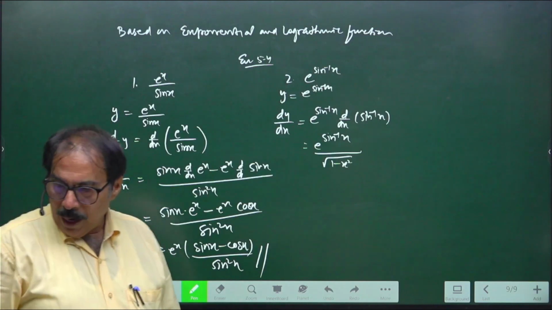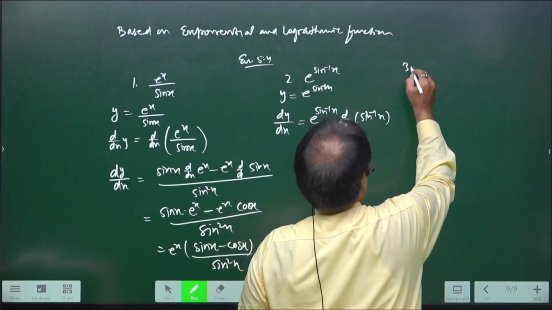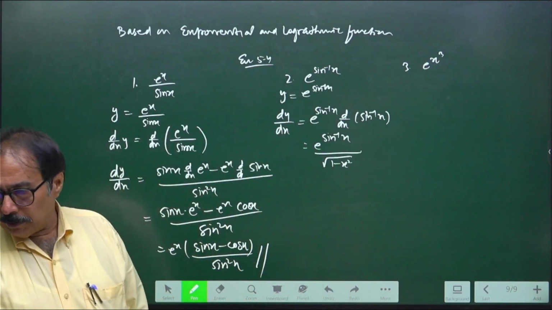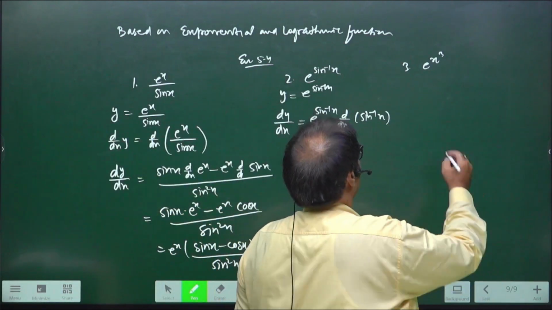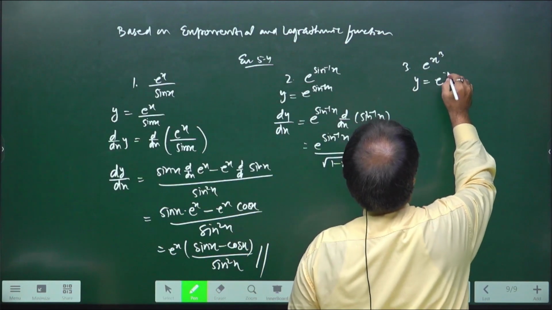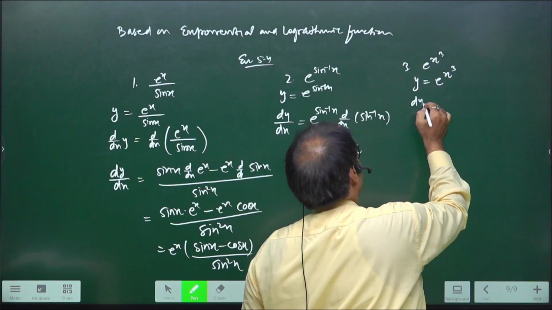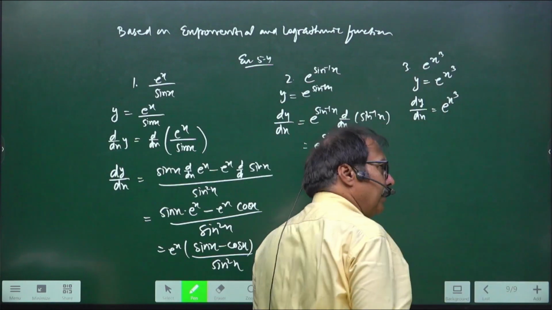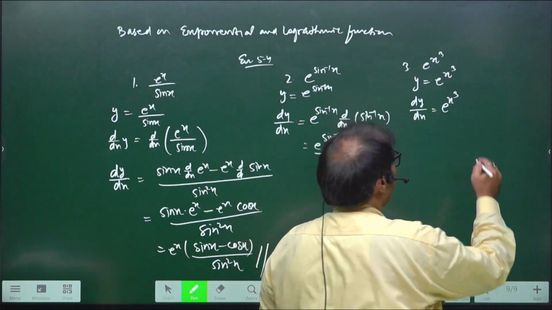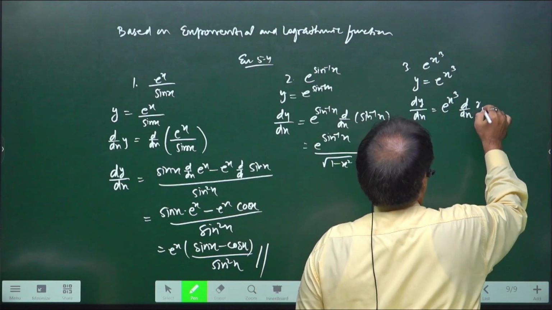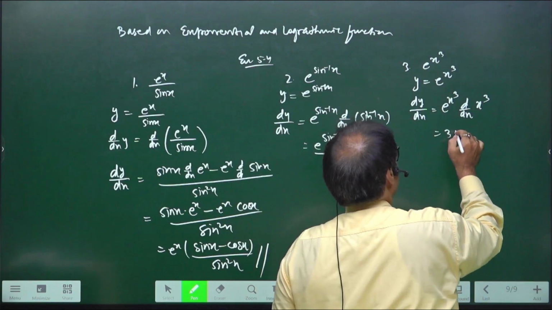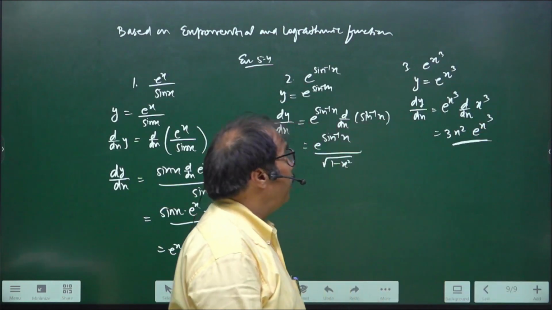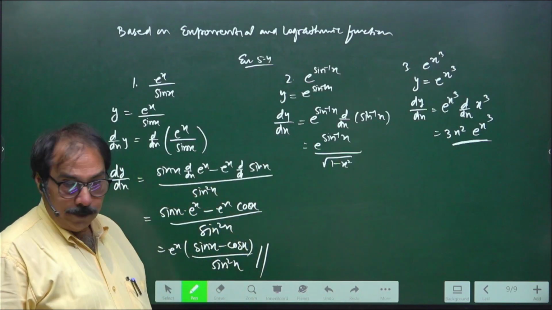Okay. Then the third question is e to the power x cube. This is the question. e to the power x to the power 3. Okay. So y is equal to e to the power x to the power 3. So dy by dx is equal to e to the power x to the power 3, because the derivative of e to the power x remains the same, and then the derivative of what is left, x to the power 3, which is 3x square. So the answer is 3x square into e to the power x to the power 3, and this is the final answer of this question, right?